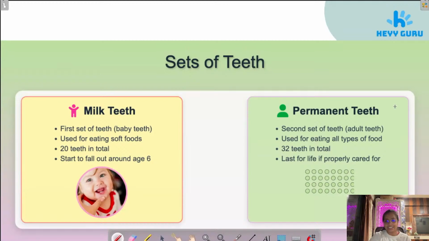Okay, so these are the sets of teeth. Milk teeth, which are baby teeth, then permanent teeth, which are adult teeth. Milk teeth are 20 teeth in total, and permanent teeth are 32 teeth in total. Yes, milk teeth are also called temporary teeth. Yes, correct. So these are the sets of teeth. I hope you all understood. So we can move forward.